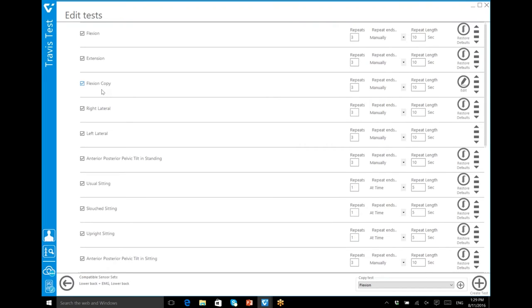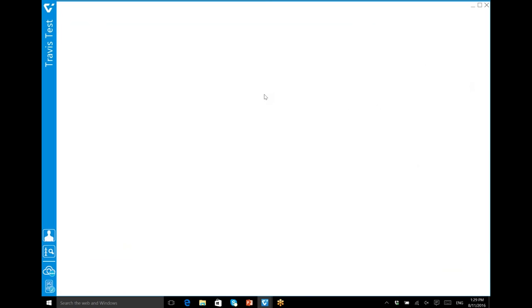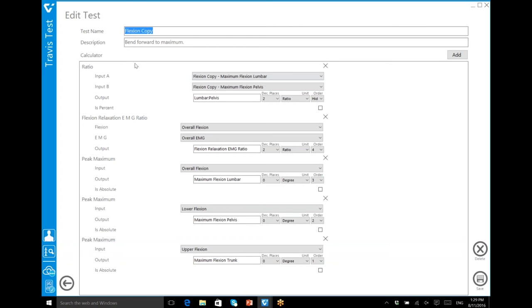So then when flexion copy is found, you just click on the little edit button, and then you've got the ability to rename, edit the name and change the instructions. So you might want to write, sorry, my computer's being a bit slow at the moment, but you might want to change that from flexion copy to something like fixed flexion. Yep. And then you could change this instruction to have the distance that you want them to flex to. So you can do that for any of the tests.